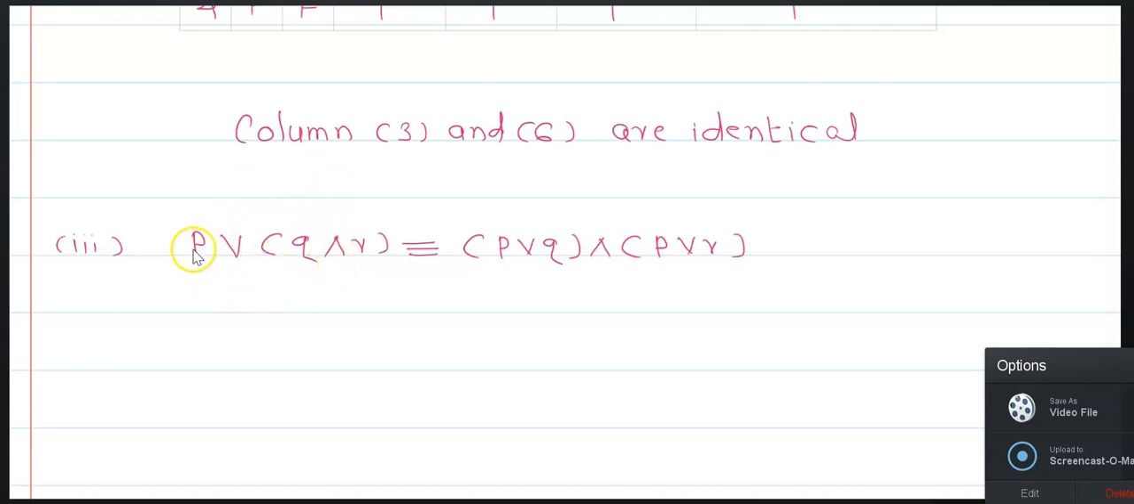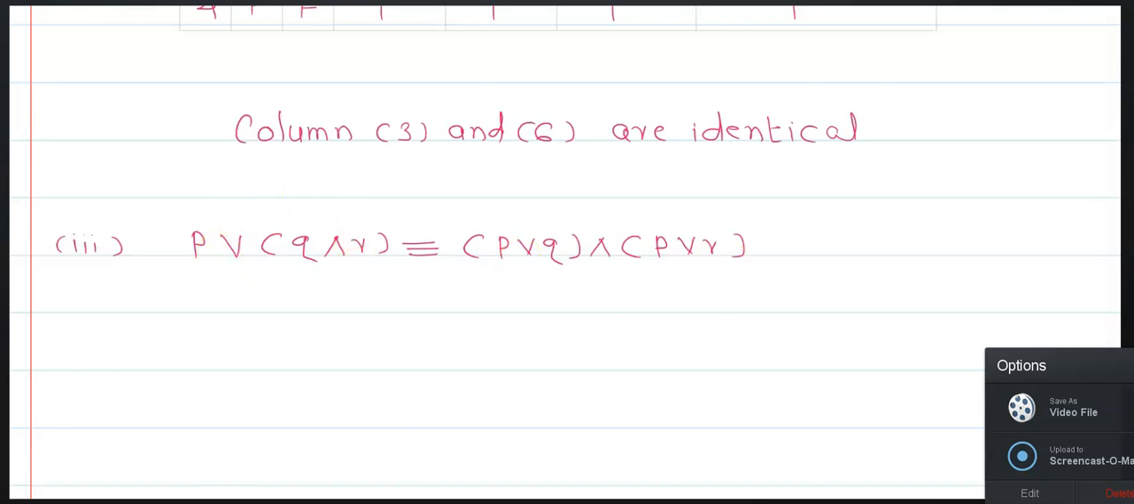Then what will happen? P or Q, and this is AND, and P or R. What is this called? OR is distributed over the AND. P or Q, what is the sign between them? The sign between them is AND. And next is P or R.